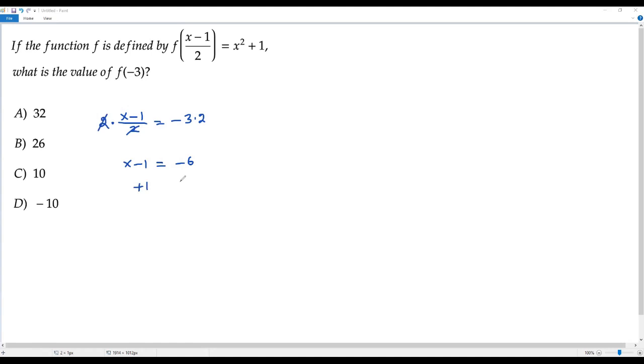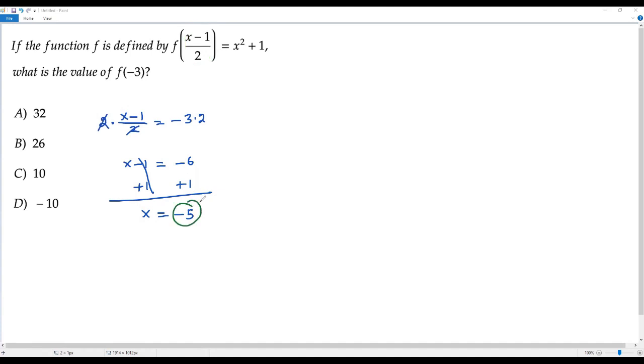Now let me add 1 to both sides of the equation. This −1 and +1 will cancel out. I am getting x on the left side. On the right side, when I combine −6 and +1, I am getting −5. Here I got the value of x, that is −5. When I plug in −5 for x over here, the evaluation of this expression is −3.